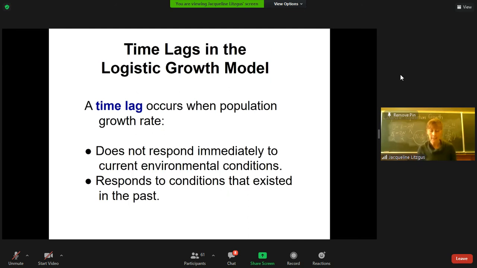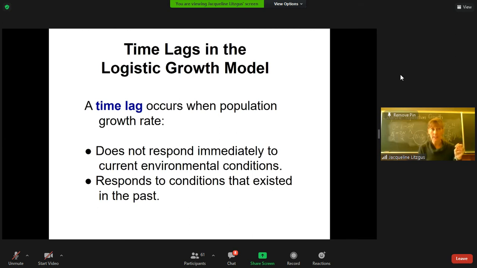Another kind of lag is more focused on resources, okay? So a resource response to the population size. For various reasons, the response of the resource, so we're talking about the resource being the thing that's responding, like maybe plant growth in response to herbivory. So it's the plant response that we're talking about.